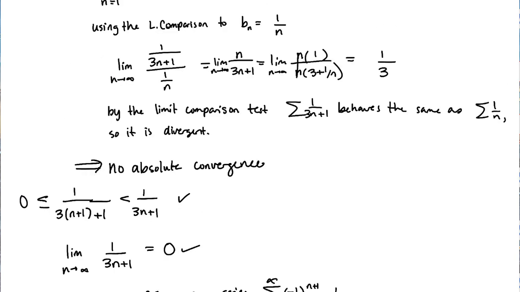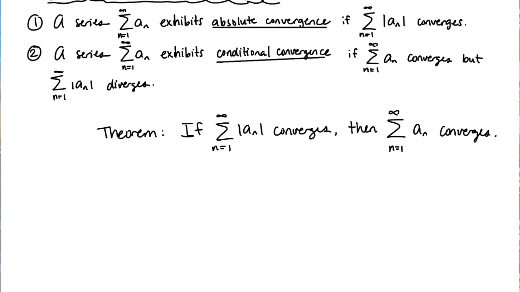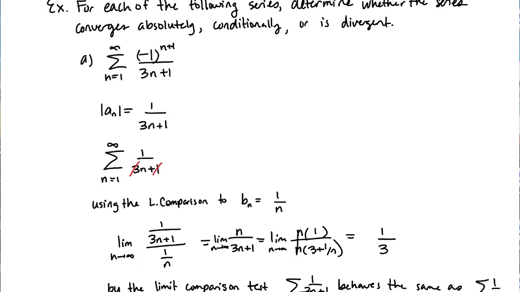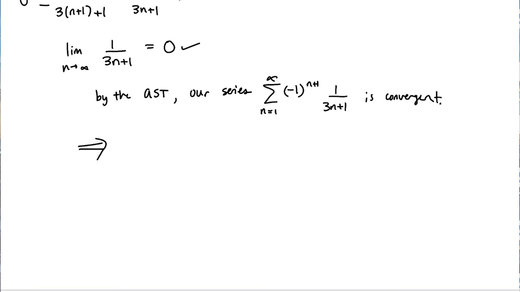Okay, because the original series converged, but the absolute value version did not, this is conditional convergence, right? So let's look at the definition again. If the original converges, but the absolute diverges, we call it conditional convergence. And the conditional convergence, the condition being it depends on the alternating part. Okay, so we have conditional convergence, and that's pretty much all we need to establish.